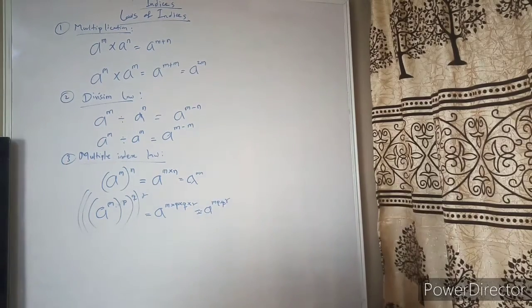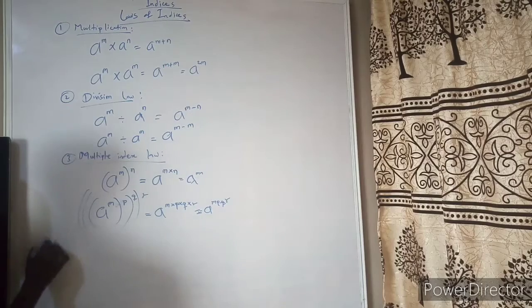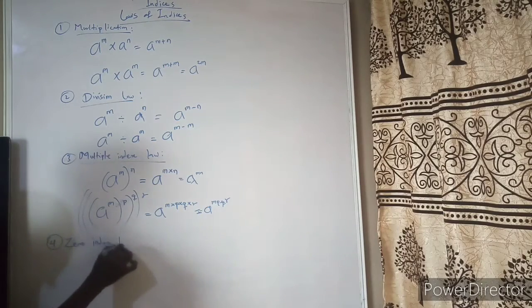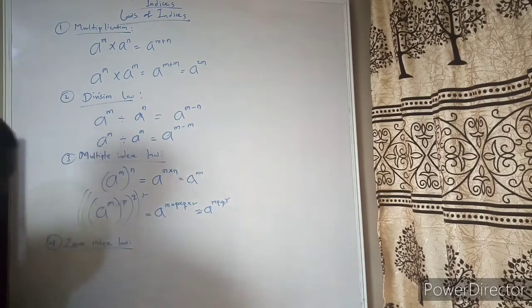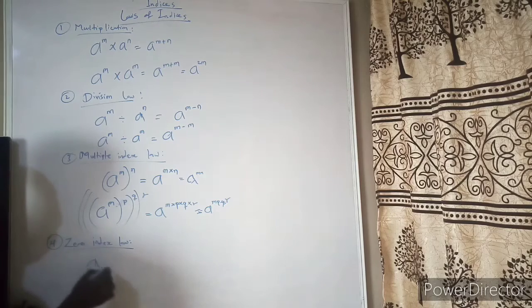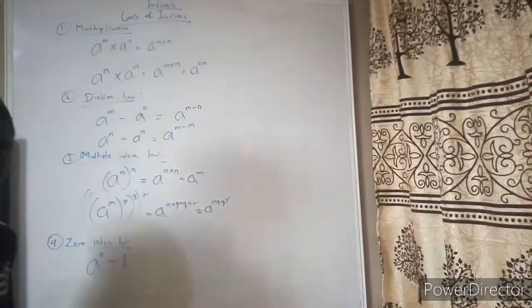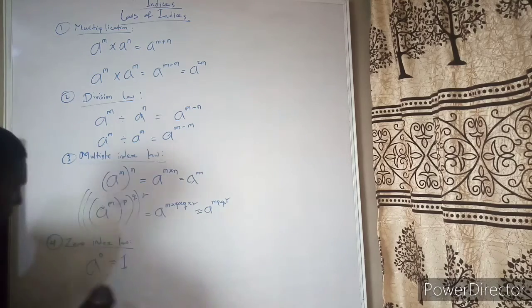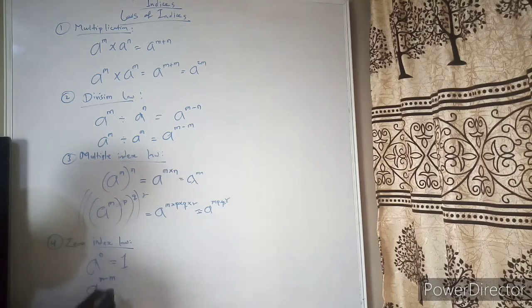Okay, now the fourth one is what I call the zero index law. The zero index law, as the name implies, is zero power. That is, the power is zero. So that's where we find that anything raised to 0 equals 1. How does it equal 1? Anything minus the same thing makes 0. As Peter minus Peter, they cancel each other, leaving 0. So I can see a raised by m minus m, and m minus m is still equal to 0.